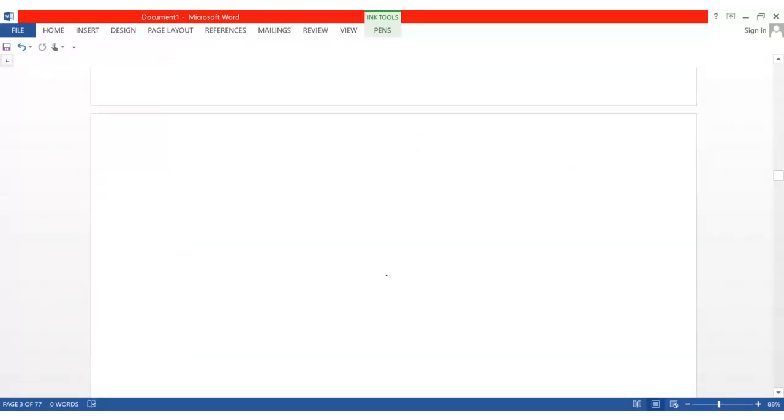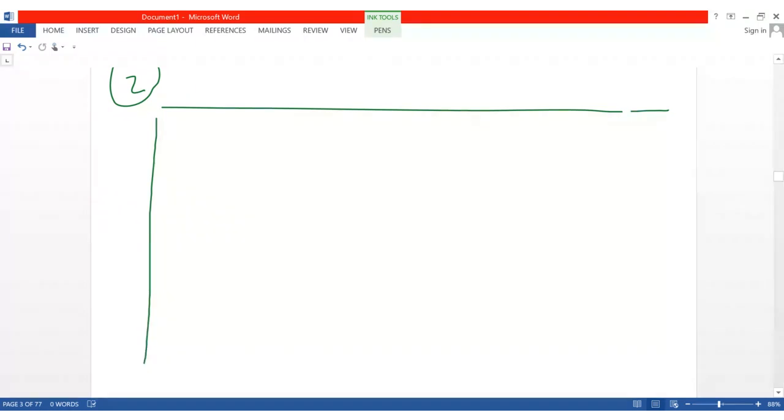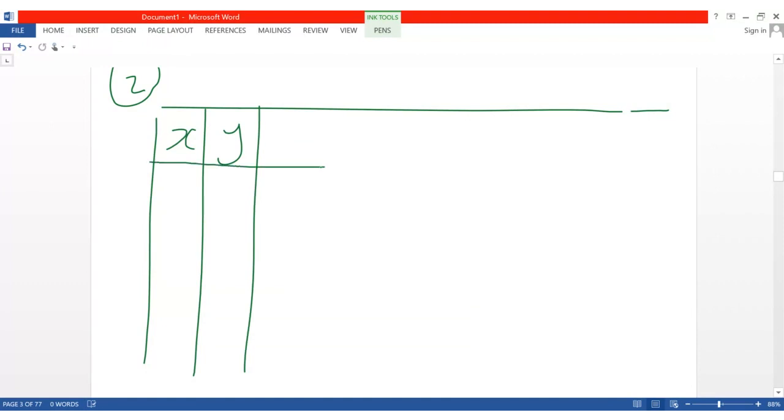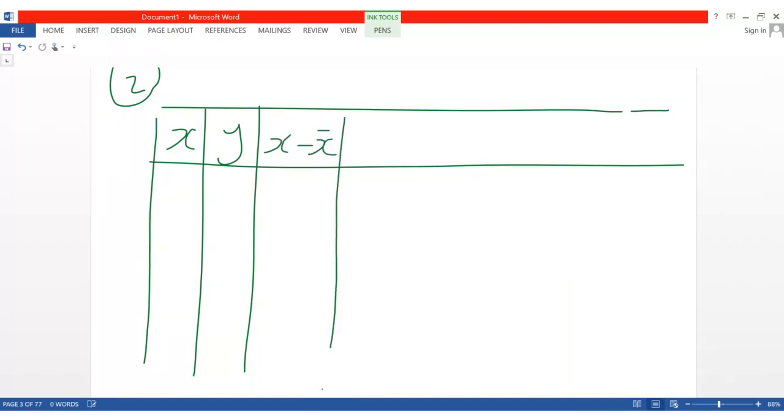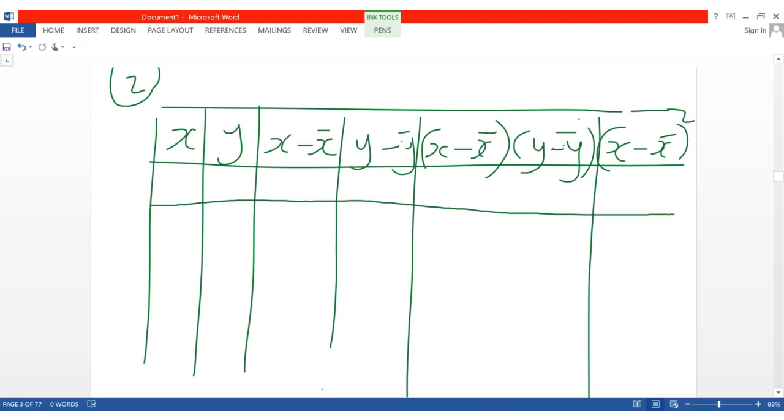So the most important thing is to get the formula correct. If you get the formula correct, then you're done. So number two, that value that we have gotten doesn't make any sense. So let's say you have your x here, you have your y, and then you need to get x minus x bar, y minus y bar, and x minus x bar multiplied by y minus y bar, and then finally x minus x bar squared. The order here doesn't matter. You can start with any, but always the x and the y come first.